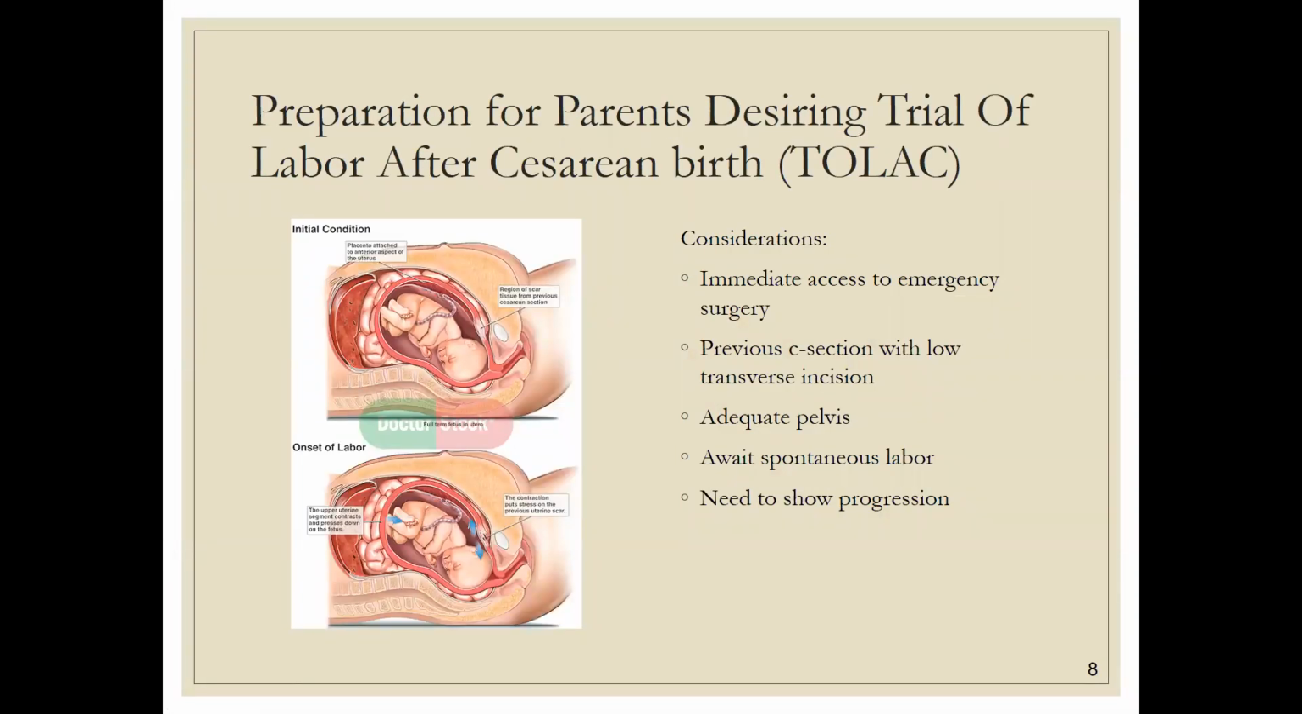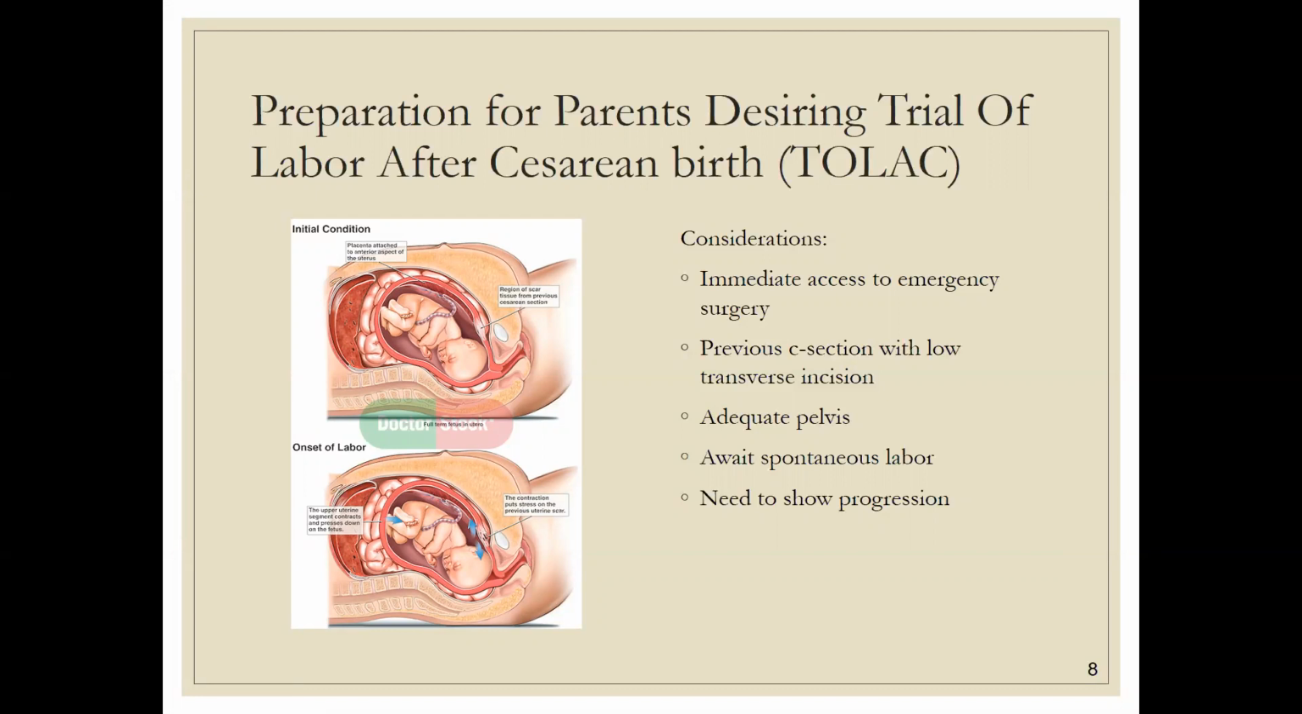So, preparation for parents desiring a trial of labor after cesarean birth. It's also called TOLAC. It was previously termed vaginal birth after cesarean birth. VBAC was the term that they used, but now it's TOLAC. Most parents will have unresolved questions and concerns about their last birth, if it was a C-section, whether it was emergent, or could they have delivered vaginally. There are always lots and lots of questions.